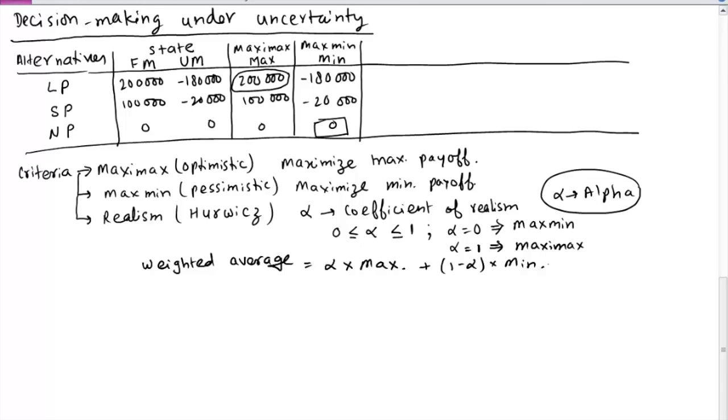Calculating the weighted average is very straightforward. Just as an example, let's say we are using this criteria of realism with alpha equals 0.8, which means we are slightly more towards optimistic. How do we calculate the weighted average? If you consider LP, or large plant, alpha is 0.8 times 200,000.